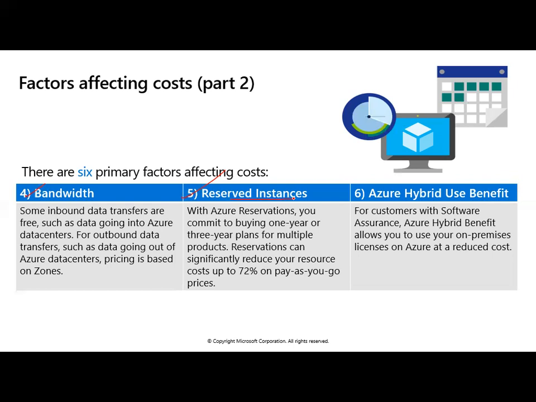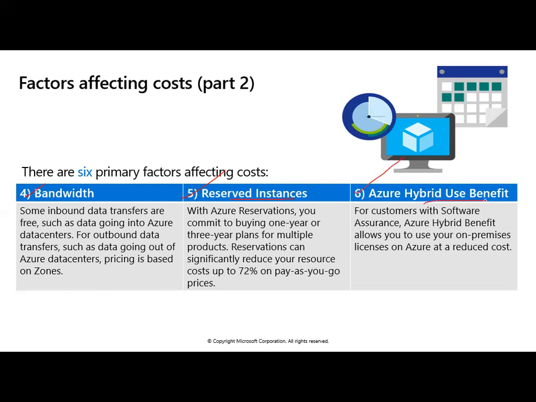cut down could be up to 72% of what you pay on the consumption basis plans. So definitely reserved instances are something which can help you cut down cost if you are ready for a year-long commitment. Other than that, we have Azure Hybrid Use Benefit.